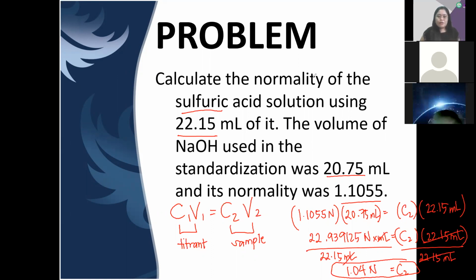1.04 normal. Okay? Again, when is this formula applicable? This one is applicable if we have both the normality and the volume of the titrant. And for the sample, the volume is given and we are looking for the normality or even the molarity. Pwede din siya sa molarity as long as we are looking for the concentration. Okay. Do you have questions or clarifications?